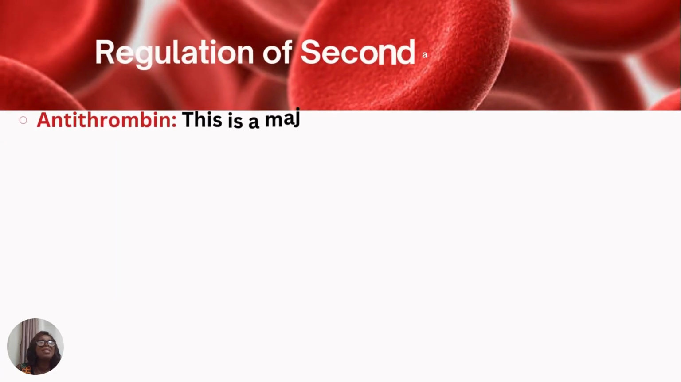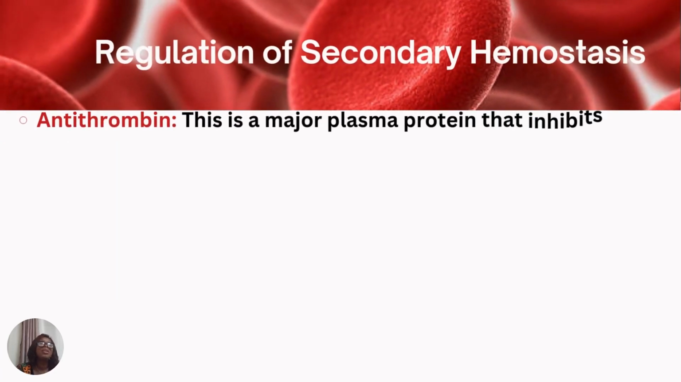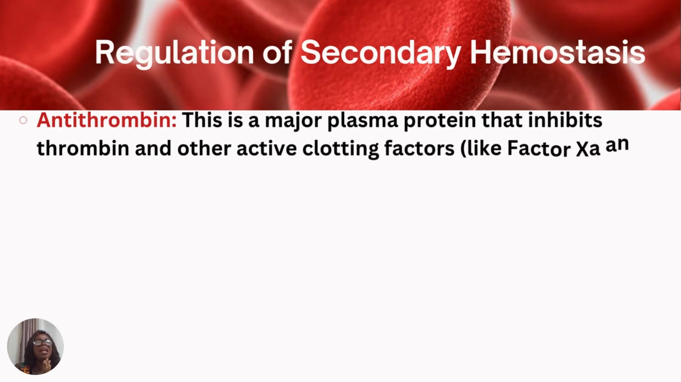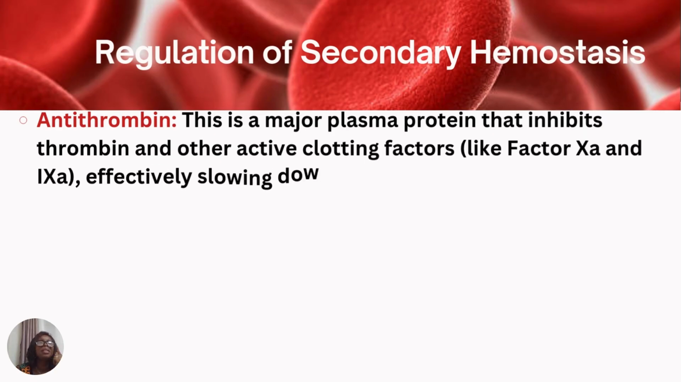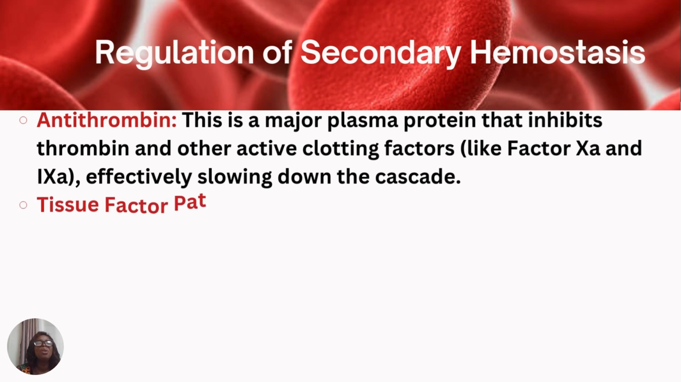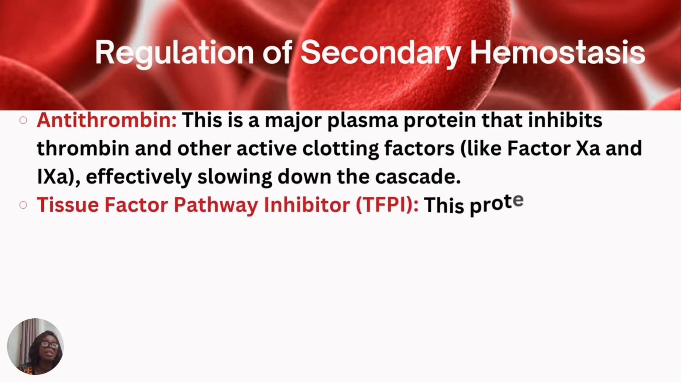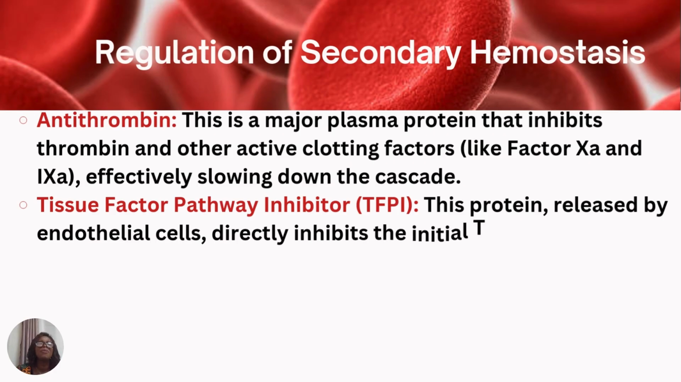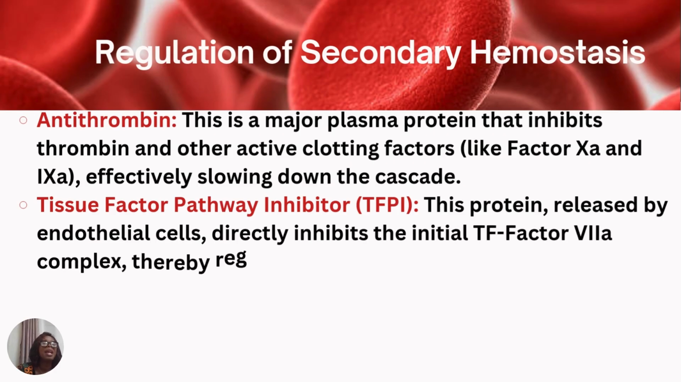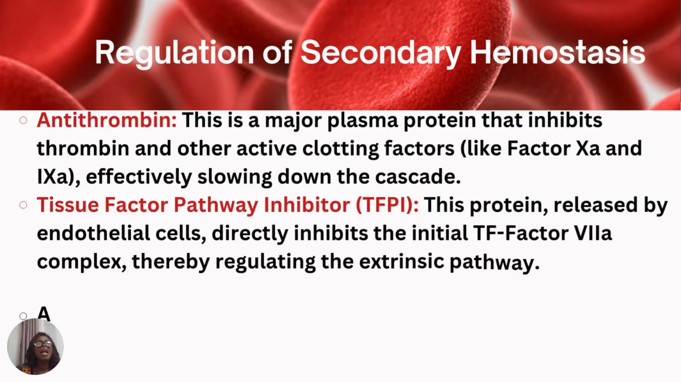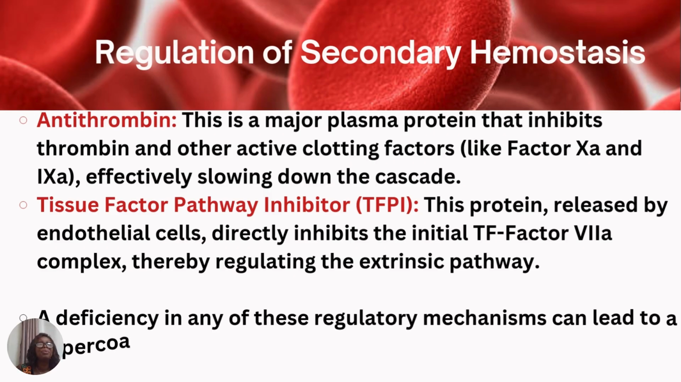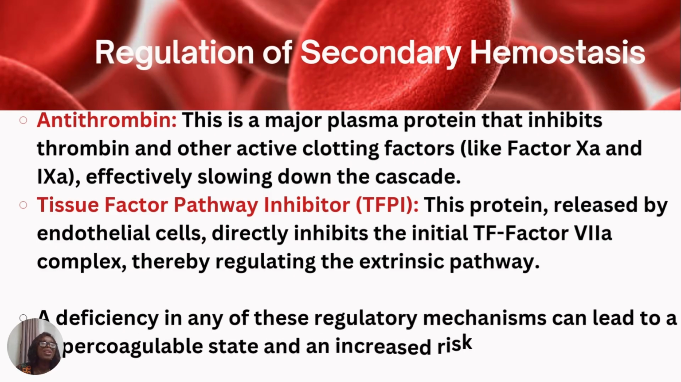We have antithrombin. Antithrombin is another protein that helps in regulating secondary hemostasis. It is a major protein that inhibits thrombin and other activated clotting factors like activated factor 10 and factor 9. And when these factors are inhibited, the coagulation cascade is slowed down.